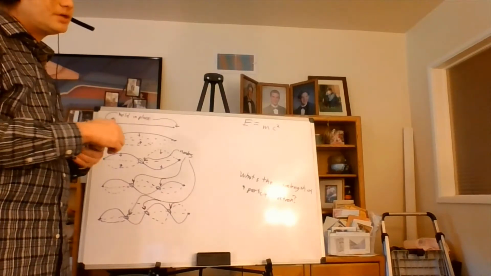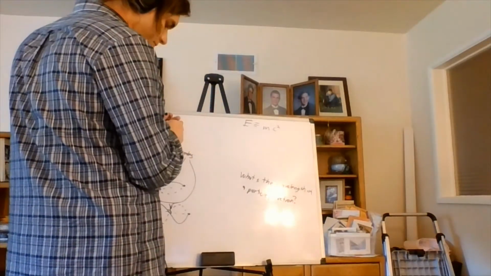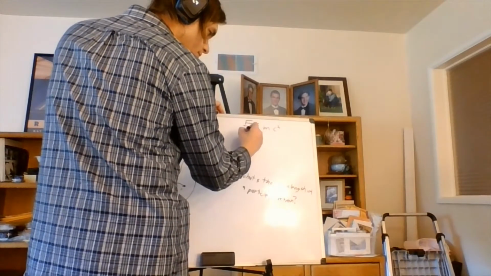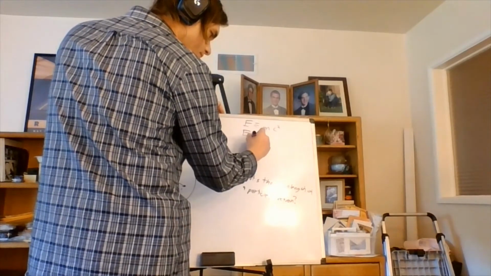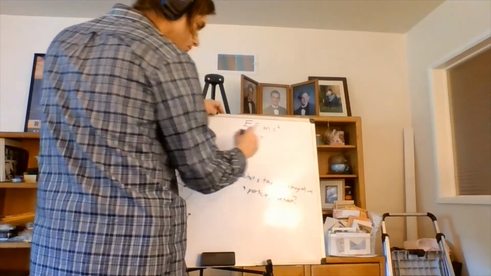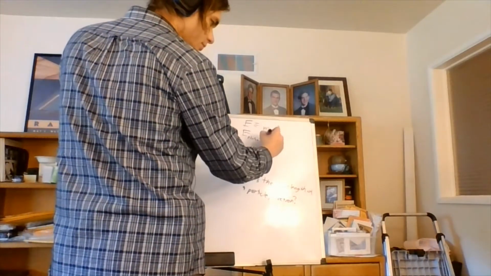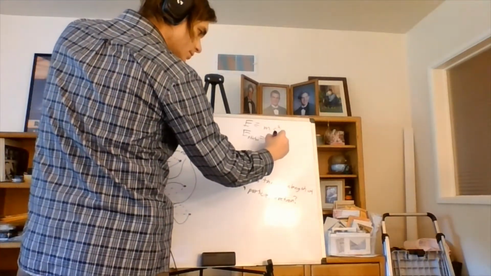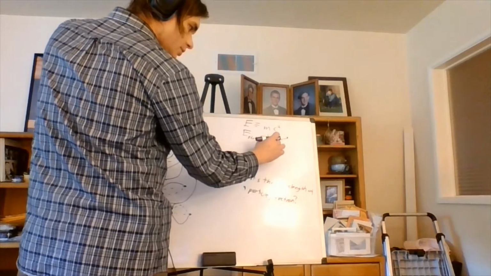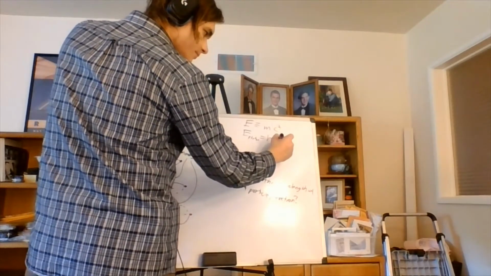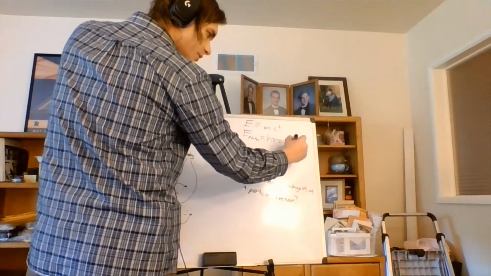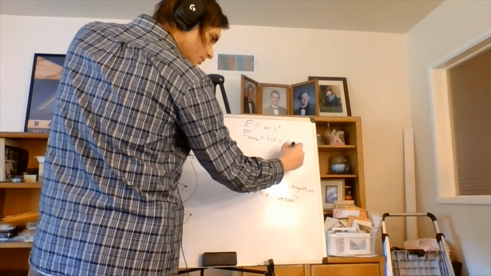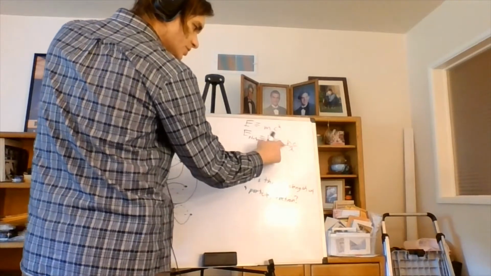So what we remember from our last lecture is that the energy of a photon is equal to Planck's constant times nu, which is its frequency, and nu can be broken down further into the speed of light in a vacuum divided by lambda, which is the wavelength.